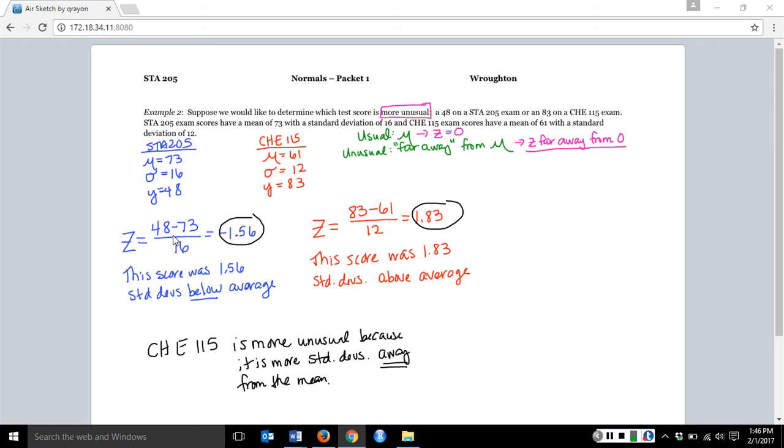Alright, so there was a couple more examples of using z-scores to figure out how to answer a question when you're working with different means and different standard deviations.